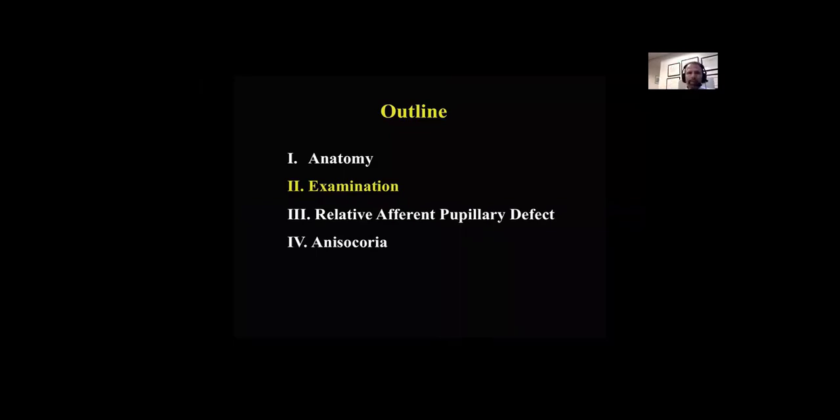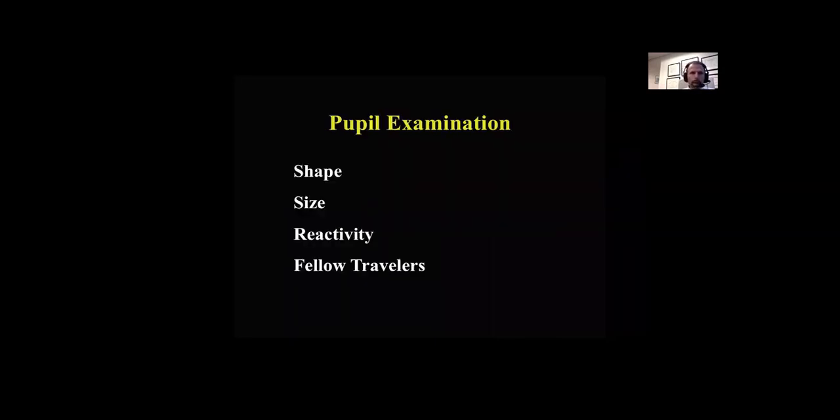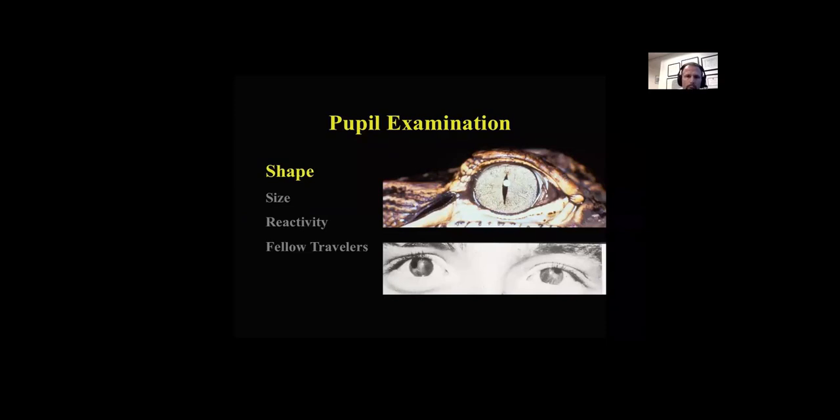We're going to move on briefly to the examination before getting on with abnormalities. So as far as the examination goes, I think there are four main things that we look for: the shape, the size, reactivity, and then something that I call the fellow travelers. And the shape usually is round. I usually don't write round. I don't like PERRLA. If you are familiar with that, pupils are equal and reactive to light and accommodation.